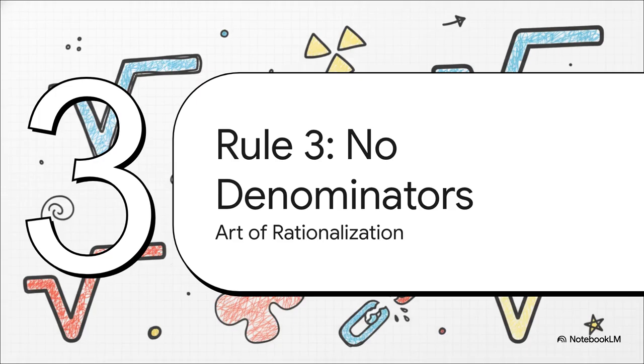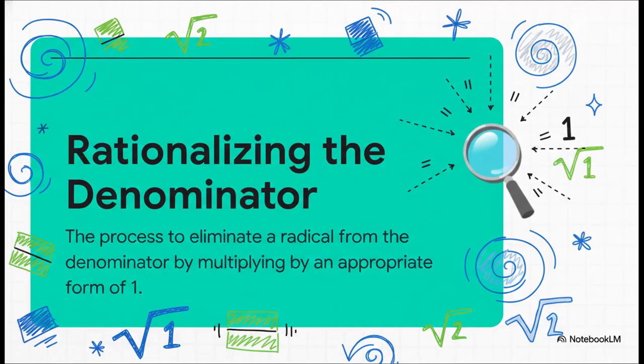And this one is a biggie. It's kind of like a rule of good manners in math. You never, ever leave a radical in the denominator of a fraction. It's considered, well, messy. So how do we clean it up? The technique has this fancy name, rationalizing the denominator. But the idea behind it is so simple, it's brilliant.